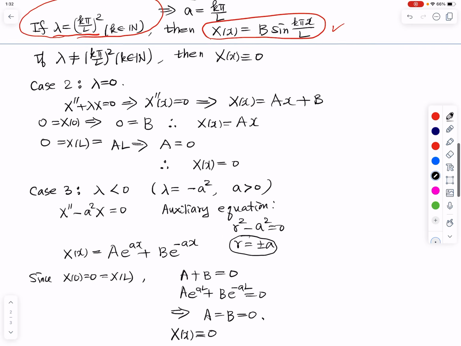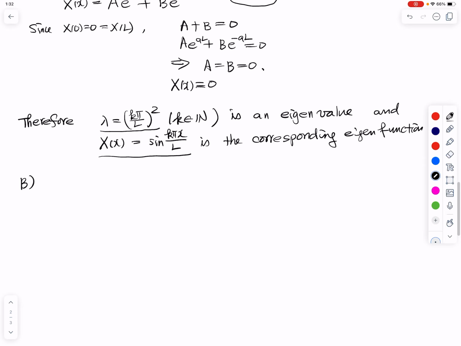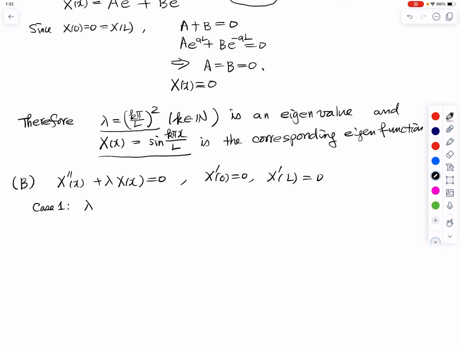And then let me do the B part. Problem B is this: you do the same thing as I did, with X prime(0) equals 0, X prime(L) equals 0. Similarly, case 1, lambda is positive.